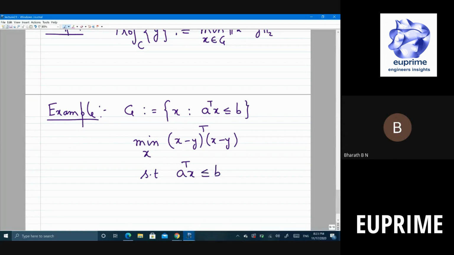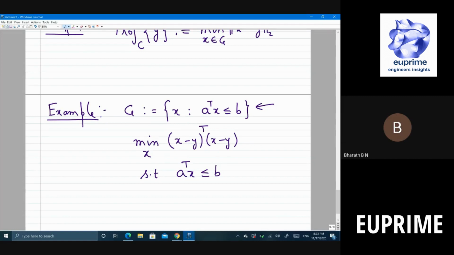So what is this constraint set, A transpose x less than or equal to b, geometrically? It is an intersection of half spaces, basically a half space. So you're basically projecting a point onto the half space.